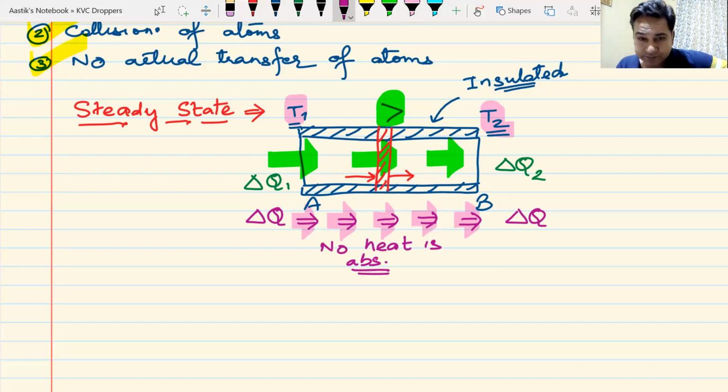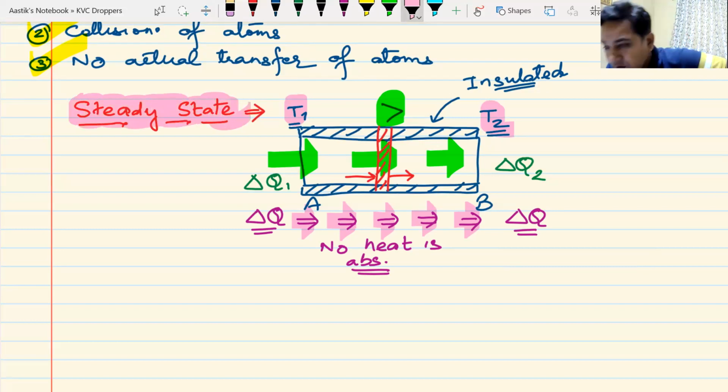This state, when whatever heat leaves point A, the same amount of heat reaches point B, is known as, my dear friends, the steady state. And most of the questions that we are going to do will be based on this steady state. Whatever heat is leaving point A, the same amount of heat is reaching point B. Do we understand this? Can I have some response that we understand this?